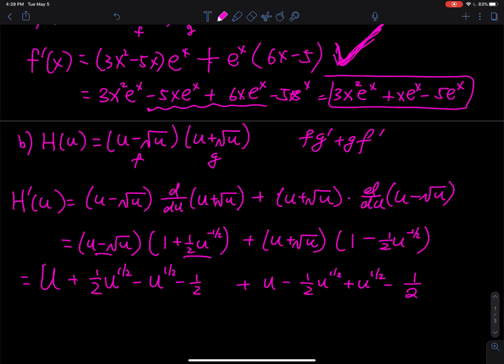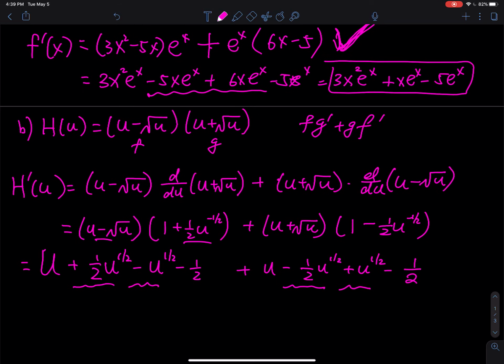I can see that this one and that one will be cancelled, right? And then this one and that one will be cancelled. What about the 1/2? This is a minus. This is also a minus. So that will be u plus u. So that is equals to 2u. And then minus 1/2 minus 1/2. So minus 0.5 minus 0.5, you have a minus 1. So that will be a 2u minus 1.